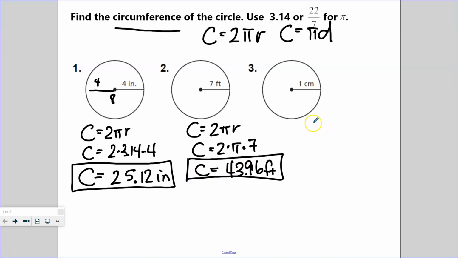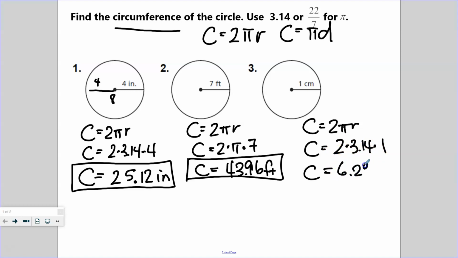And then lastly, we have circumference equals 2 pi r. Circumference equals 2 times 3.14 times 1, and this one should be pretty easy, right? No calculator needed. Because 2 times 1 is 2, and then 3.14 doubled is 6.28 centimeters.